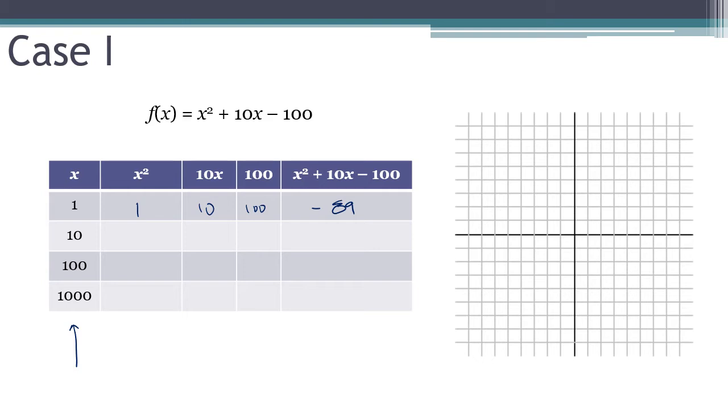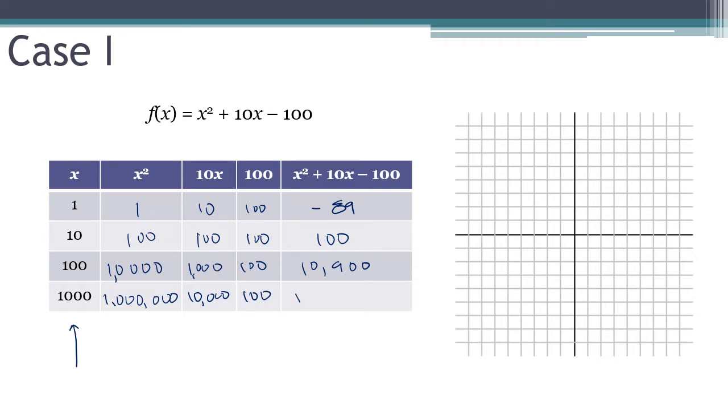All right, so the numbers I'm getting here, let's see, this would be 10 squared, that's 100. 10 times 10 is 100. And the y value is 100. Let's see, down here I get 10,000, 1,000, 100, and this comes out to 10,900. Finally, this is 1,000,000, 10,000, 100, and the functional value is 1,009,900.